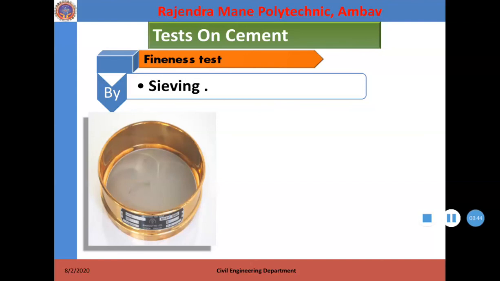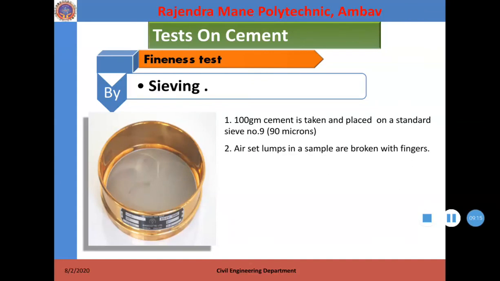For this test, we will use a sieve of 90 micron opening size. Then 100 gram of cement is taken and placed on standard sieve number 9, that is 90 micron. The opening of the sieve is 90 micron. Air set lumps in the sample are broken with fingers.